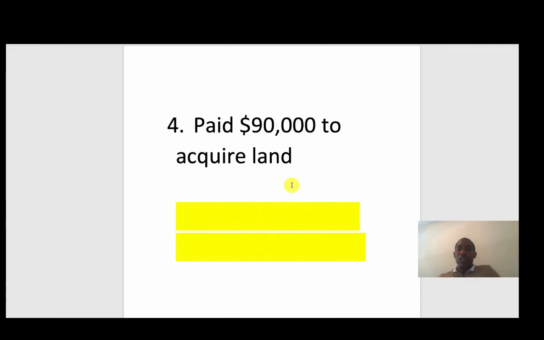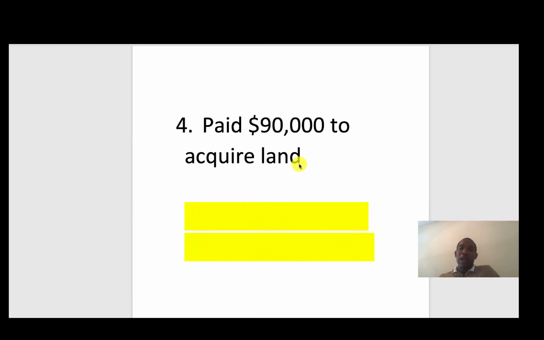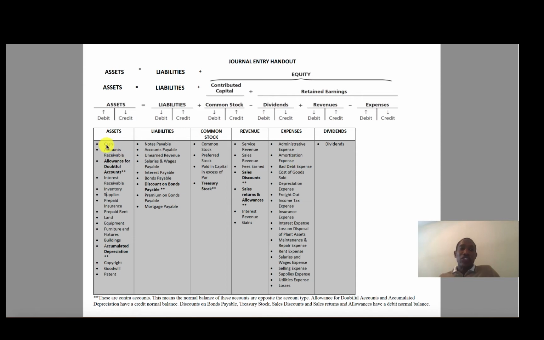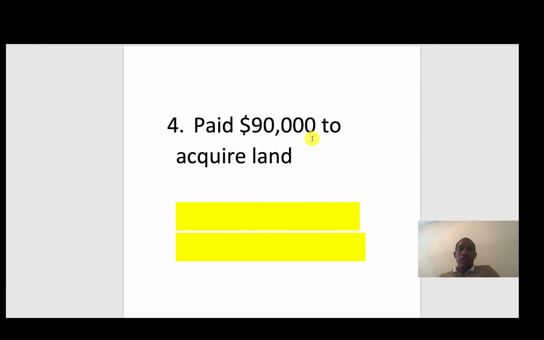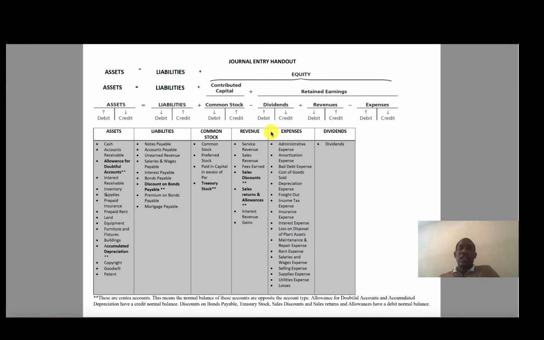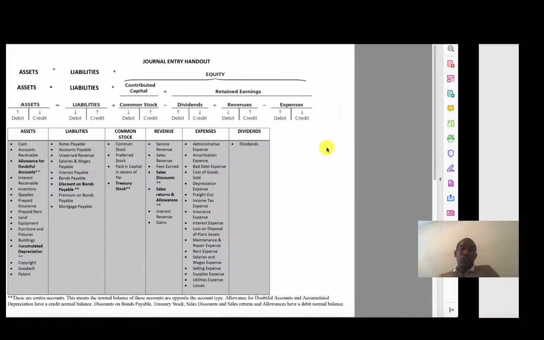So now what's happening? We're receiving land. So does that mean land is going up or down? Land has to go up because we're receiving land. What about cash? Cash is going down because we're paying $90,000, right? So land is going up, cash is going down. Okay, let's map it to the account types. So cash is an asset. We paid cash. Sorry, cash is going down. Land is going up. I apologize.